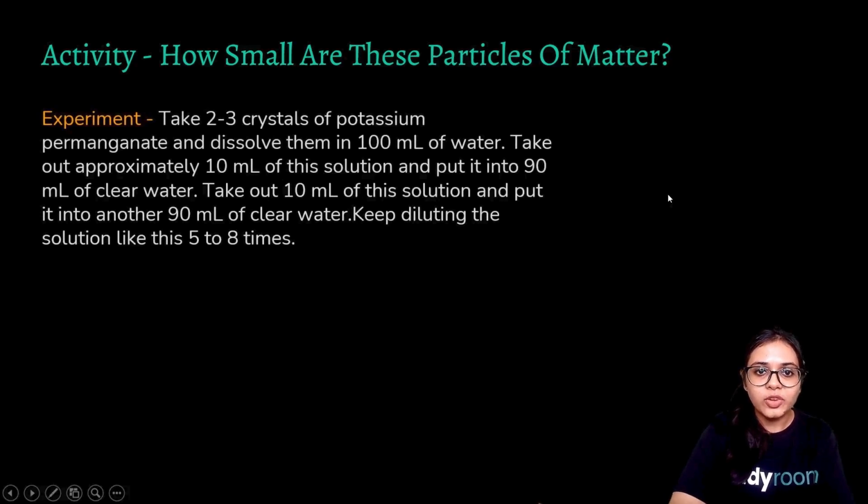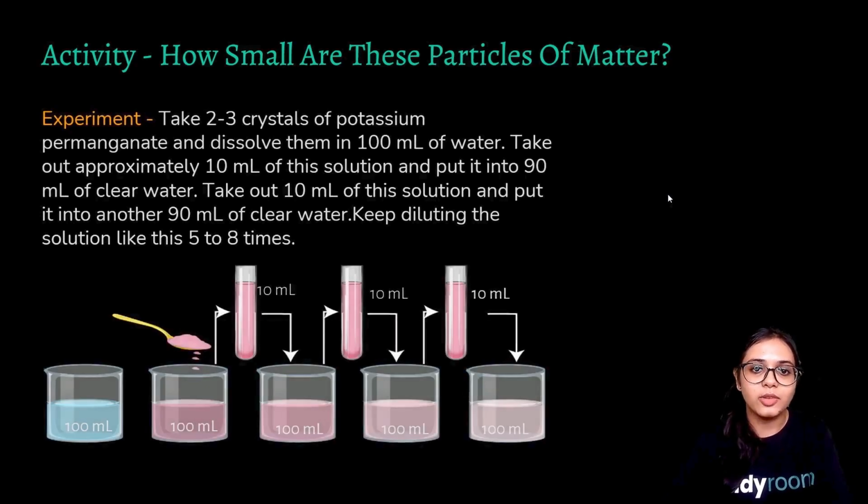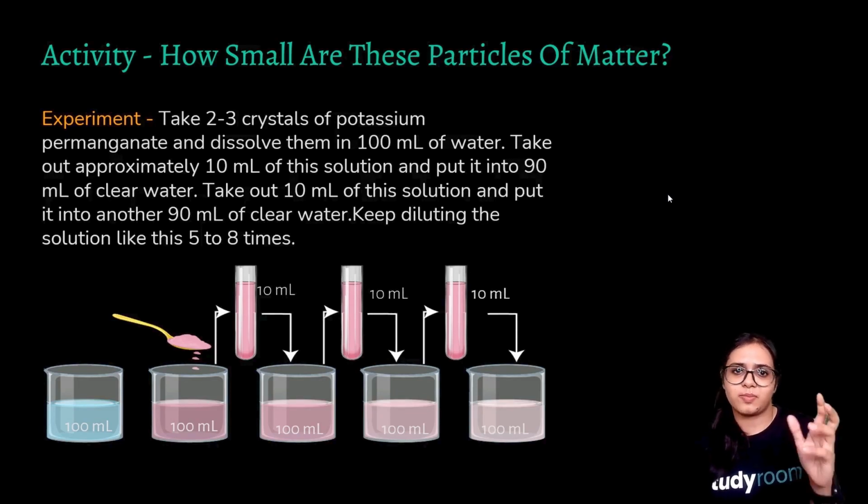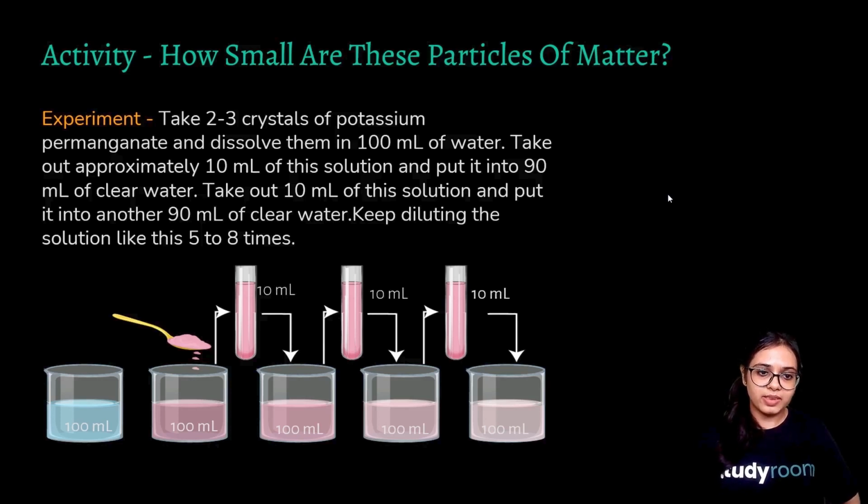Let us take 2-3 crystals of potassium permanganate and dissolve them in 100 milliliter of water. Take out approximately 10 milliliter of this solution and put it into 90 milliliter of clear water. Take out 10 milliliter again and put it into another 90 milliliter of clear water. Keep on diluting the solution like this 5 to 8 times. Now this must seem complex, but let me make it simple for you.